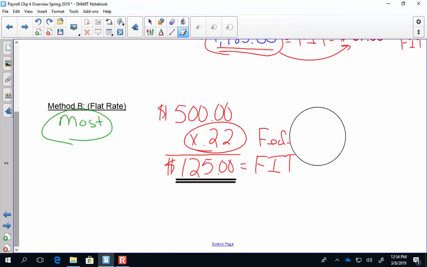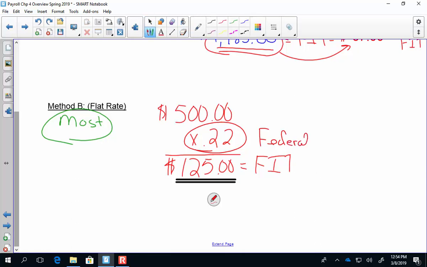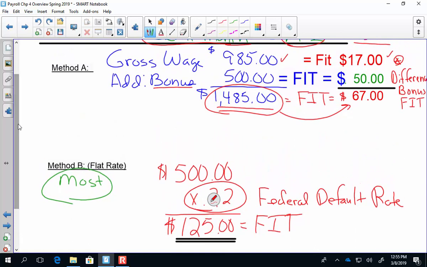Just erase that. Of 22% for supplemental wages, and that'll be our FIT, in this case, $125. Now, for this individual, again, it's quite a bit different than the $50.